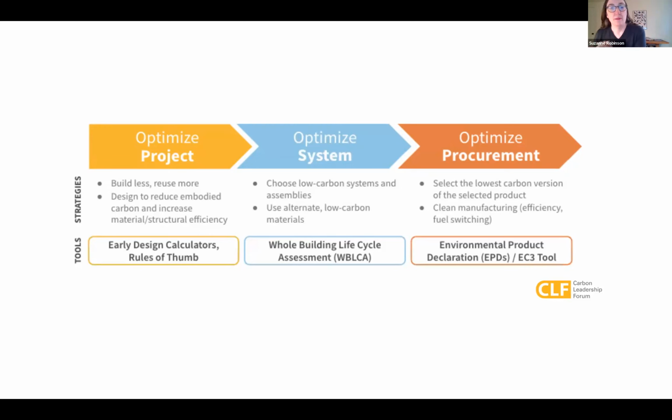And then the last bucket is optimizing the procurement. And so often a lot of people go to this first of like, let's do low carbon concrete and let's do low carbon materials, which is great. And we really want to be doing that, but we can have a lot of big impacts before we even get to specifying materials.